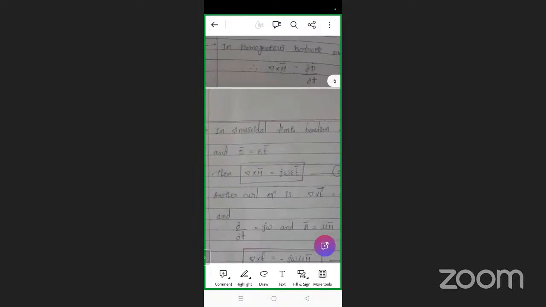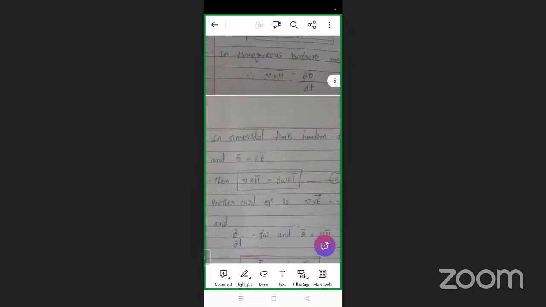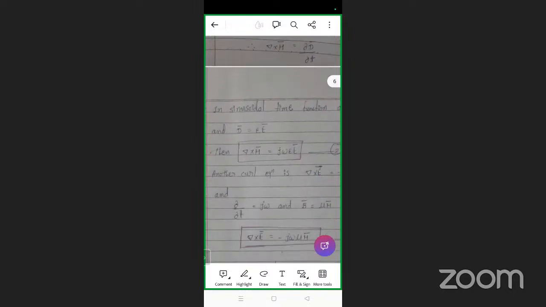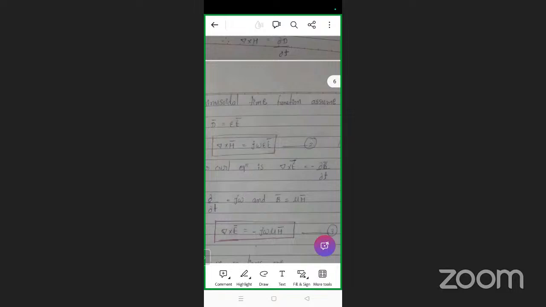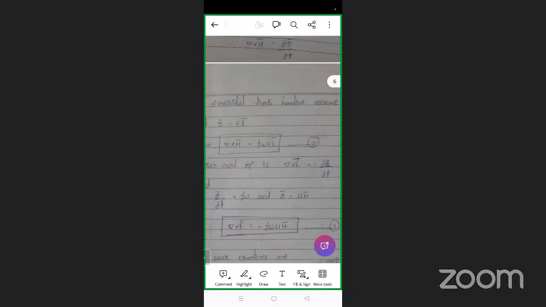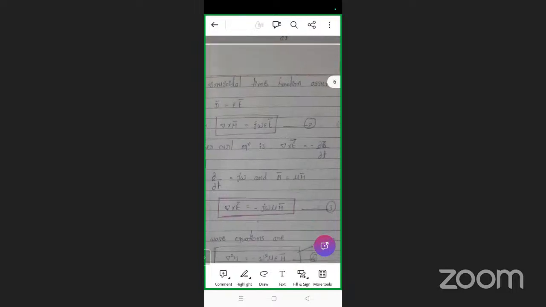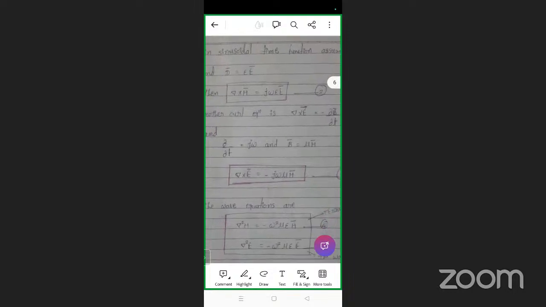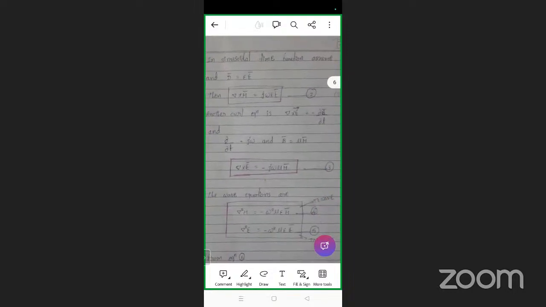Another Maxwell equation we have: del cross E equal to minus dou B by dou t. In place of dou by dou t, I substitute j omega, and in place of magnetic field B, I substitute mu H bar. So we get del cross E equal to minus j omega mu H bar. In place of dou by dou t, I substituted j omega, and in place of B, mu H bar is substituted.